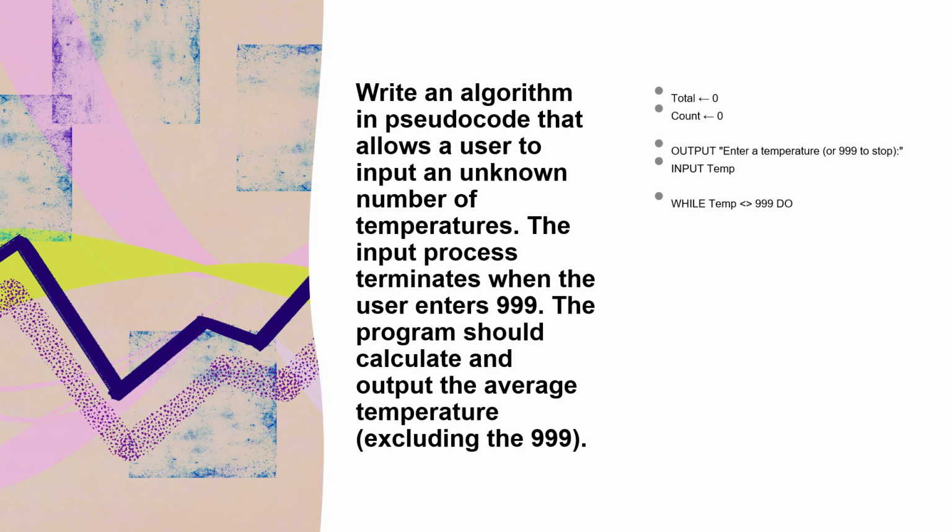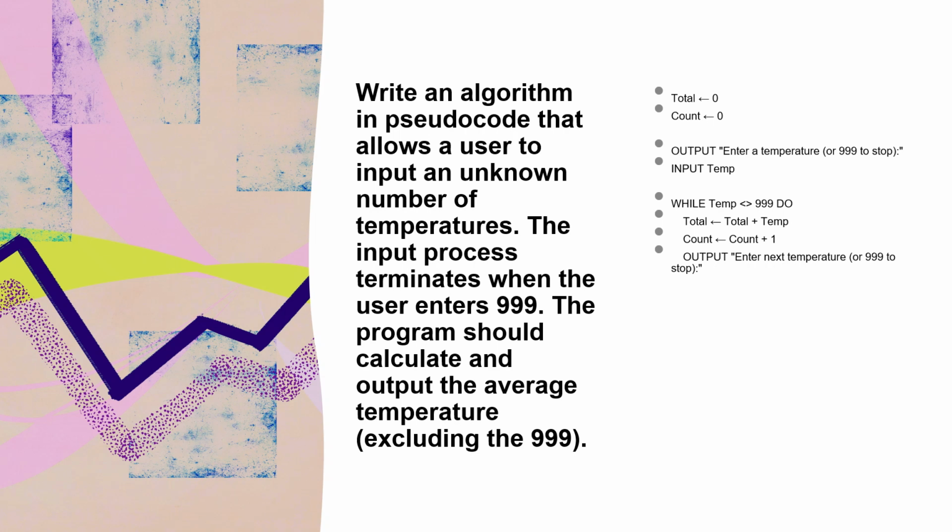After this, the while loop is used, in which if the temperature is not equal to 999, then do total is total plus temp, that is whatever temperature is taken by the user added to the total, and increment count to count plus 1. That means the first temperature has been given by the user. And then output: enter next temperature or 999 to stop. That means that output statement that was previously entered was outside the loop statement.